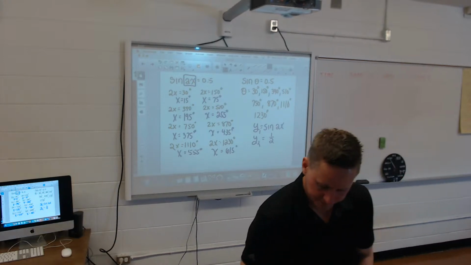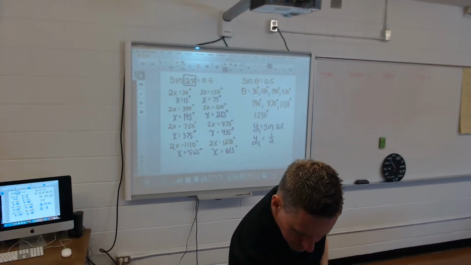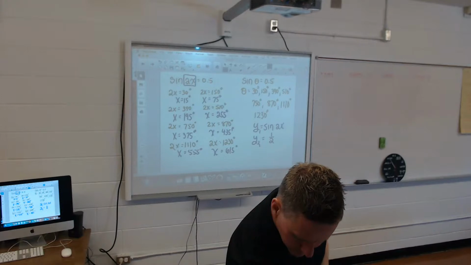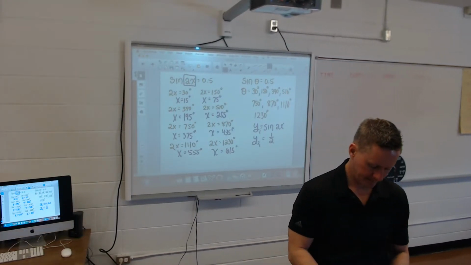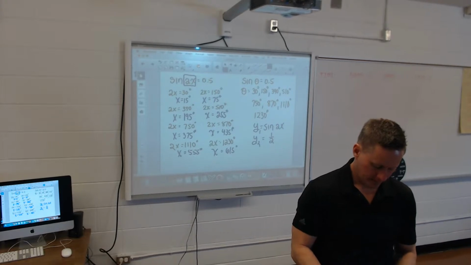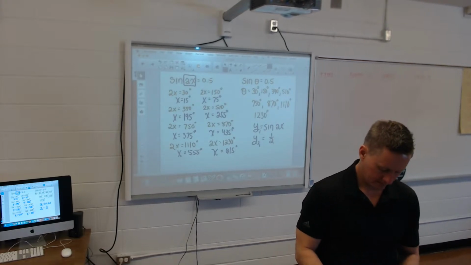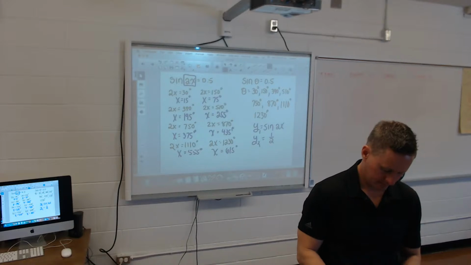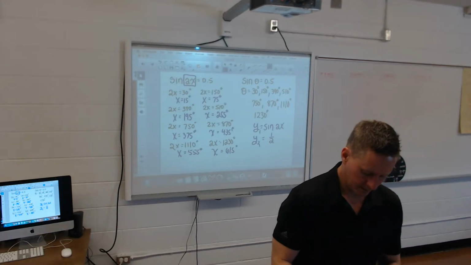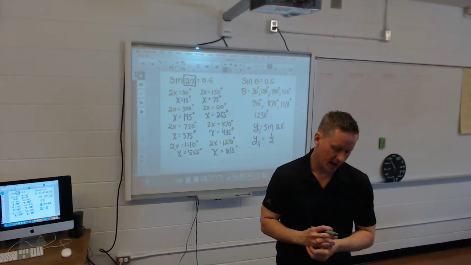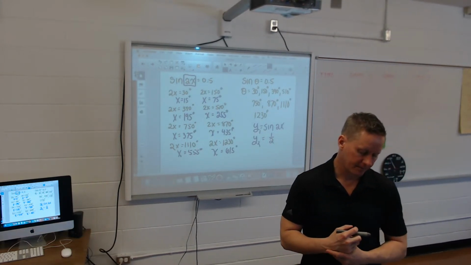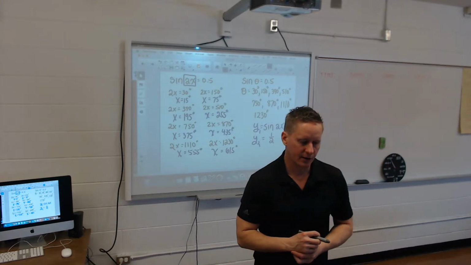Okay, the last thing I want to look at, if you actually look on page 177, is that they use the sine regression.